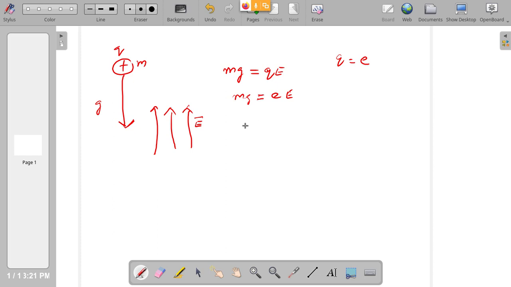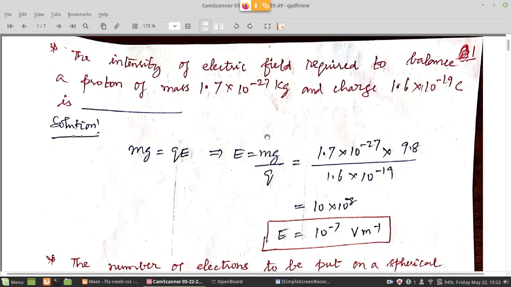Now what do we need? How much electric field should be applied in order for this to happen? That is the question. So it's very simple. Electric field is going to be equal to mg over q. Now mass of the proton, acceleration due to gravity, and the charge of the proton all are known to us, so we have to just substitute these numbers to get the electric field. So mass is 1.7 here. Generally it is taken as 1.67 only, but here we have rounded off to the first decimal as 1.7. So 1.7 into 10 power minus 27 multiplied by the acceleration due to gravity, which is 9.8, divided by the charge of the proton, which is 1.6 into 10 power minus 19.